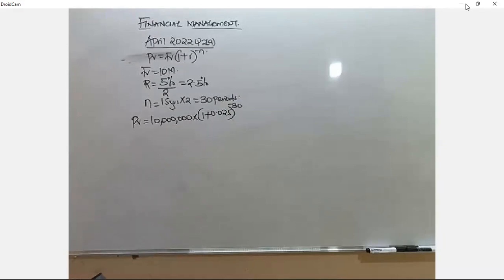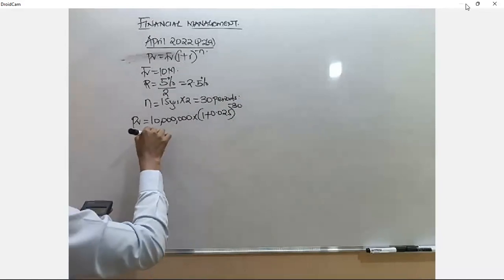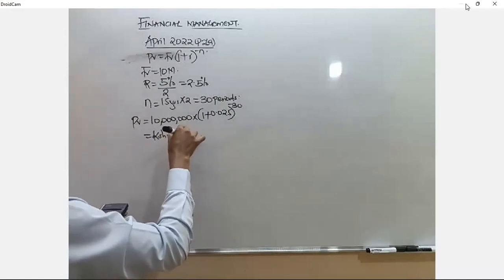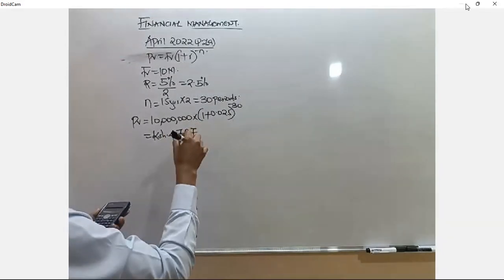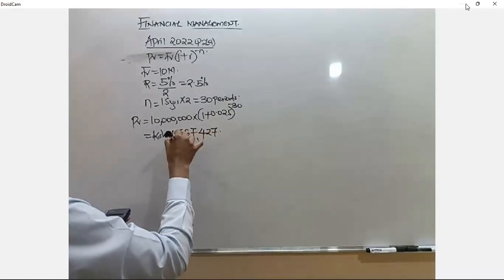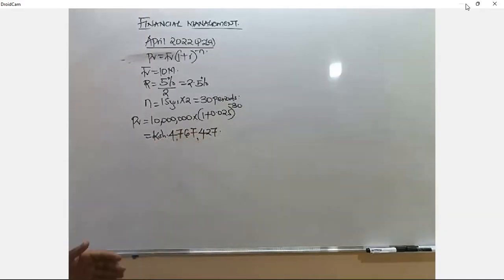We raise it to negative 30 times 10 million. I'm supposed to be getting Kenya shillings 4,767,427. This is the amount which I'm supposed to be investing today so that I can get 10 million after 15 years.